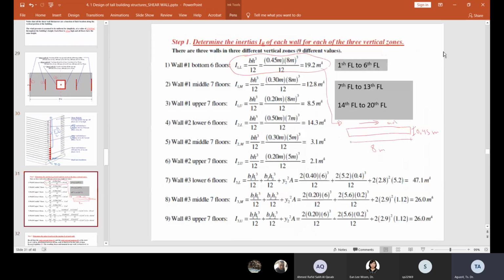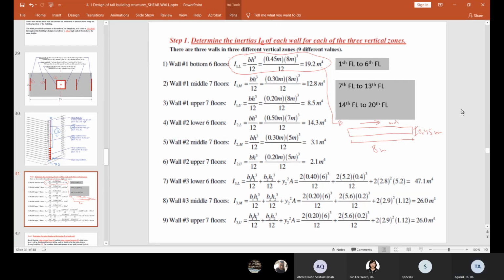Okay, so for the I value, we need to use this equation. I is the second moment of inertia of the wall, equal to B multiplied by H to the power of 3. You can see here for wall number 1, the length of the wall is 8 meters. So in this case, H equals 8 meters and B equals 0.45.